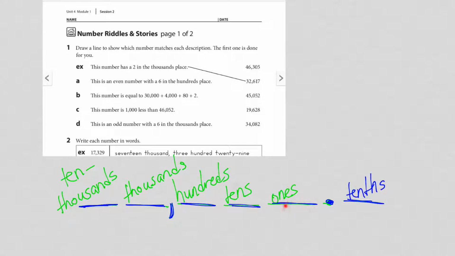So then if we take a look, we have ones, tens, hundreds. This comma is really important to remind students about. That's how we know that separates the hundreds from the thousands. And then we have thousands and 10,000s.